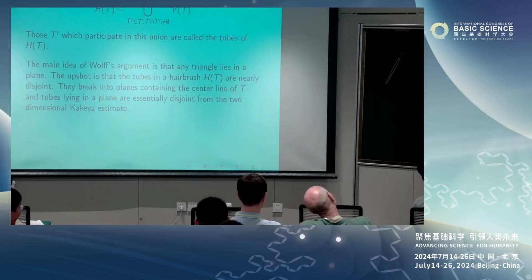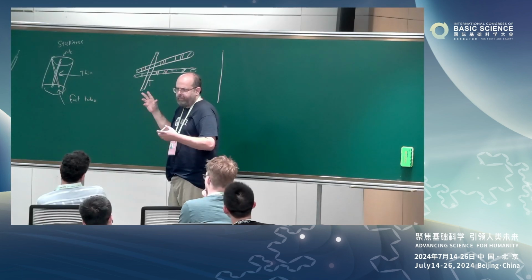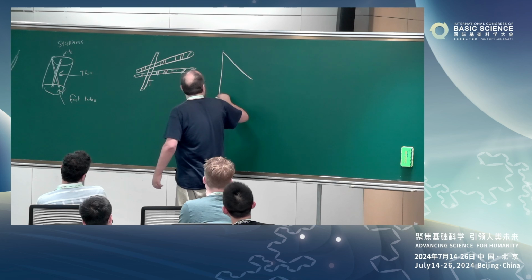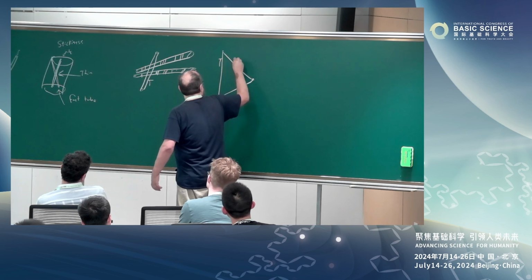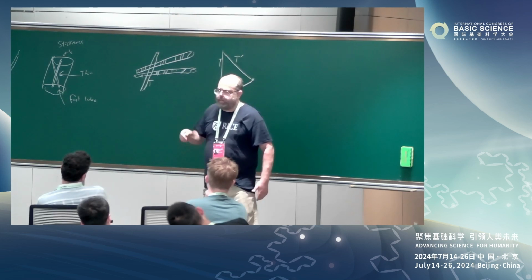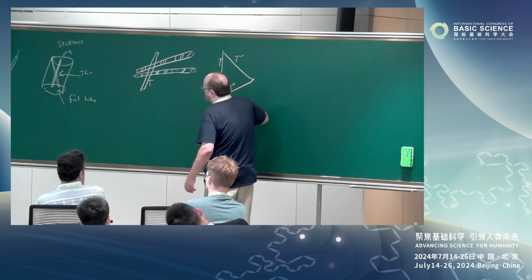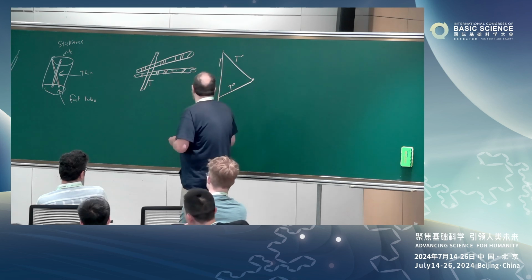And so the point is that, okay, here I'm cheating a little because I'm pretending that tubes are lines in this next drawing. But if I have two lines that are intersecting, this is supposed to be T, and these are different T primes. If I have two lines that are intersecting T and intersect each other, they have to live in a plane. And so it's decomposing the hairbrush into these planes, which is kind of the key idea of Wolff.